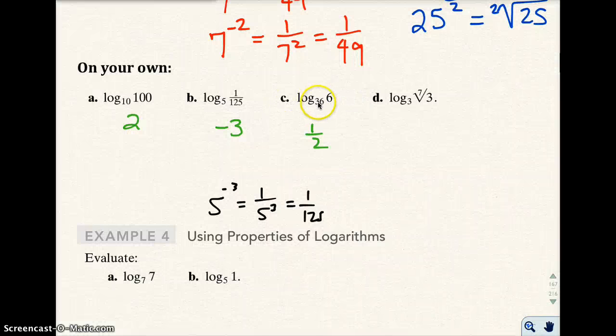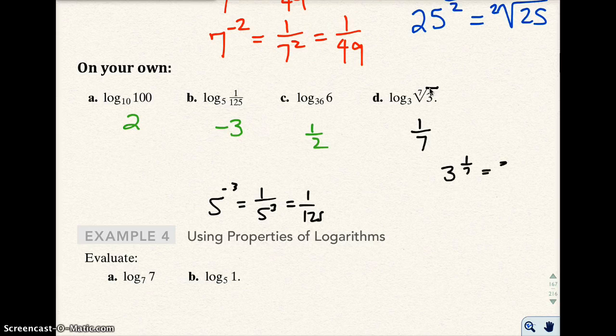The next one, 36 to the 1/2 power will give you 6. And the last one, I didn't do this one because I forgot to put the little square root sign there, or the radical sign. This should be this. Go ahead and fix that in your notes. And again, if you have a new edition, it might fix that for you. Okay. You should have 1/7, because 3 to the 1/7 power equals the 7th root of 3.